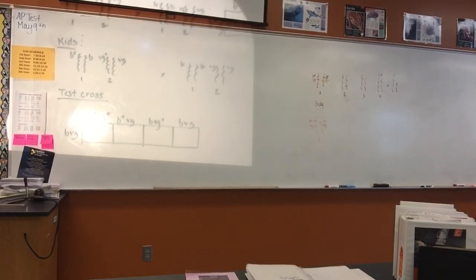And then from that, you're going to do a test cross to see what kinds of kids could result, doing a phenotypic ratio. So go ahead and do that right now. So you're treating them as linked.